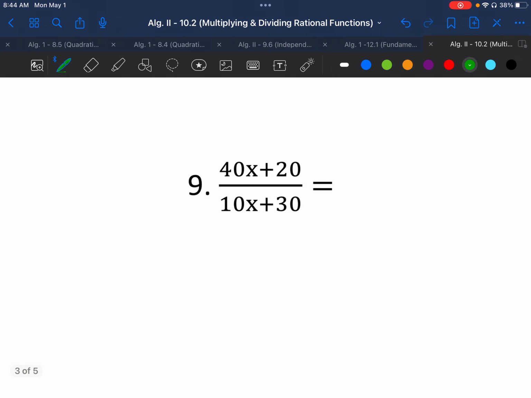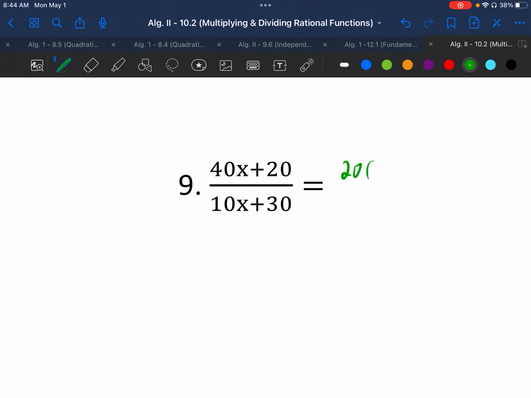Number 9, you want to do this one? So we have a GCF again, and the GCF here is 20 on the top, and you're left with 4x plus 2. Sorry, let me try that again.